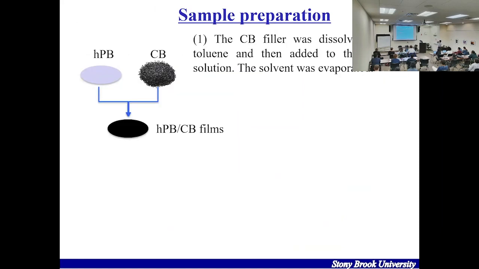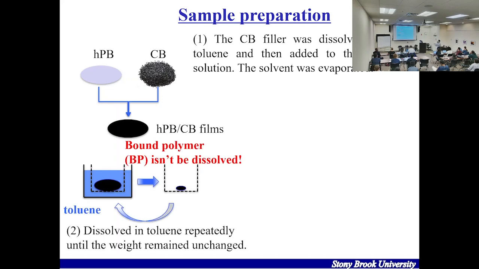Okay, so this is how we prepare the sample. We start with the HPB and then PB, and we mix them together. So this is the polymer, the typical automobile type, for example. After this, as I said, this bound polymer doesn't dissolve.